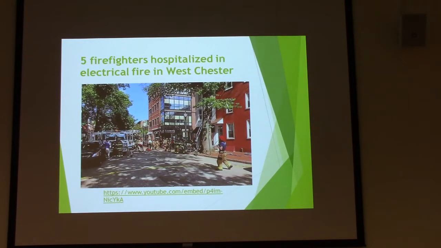Here's another. This one was the electrical fire in Westchester, where 5 firefighters were hospitalized due to smoke inhalation.